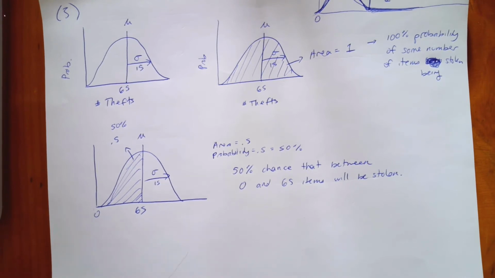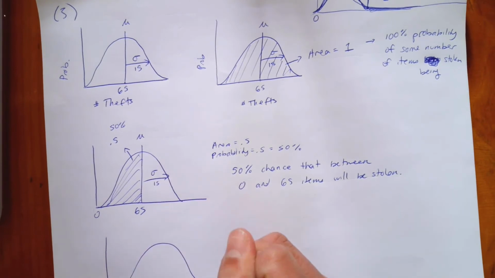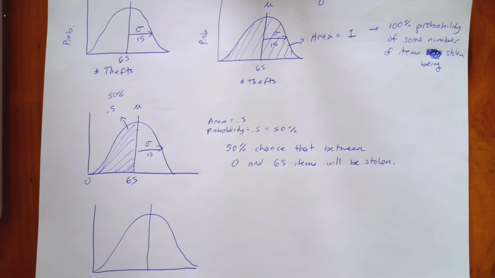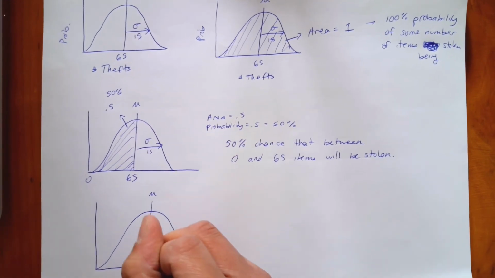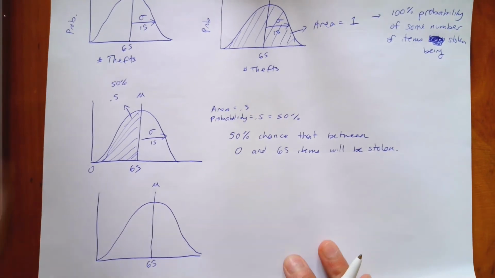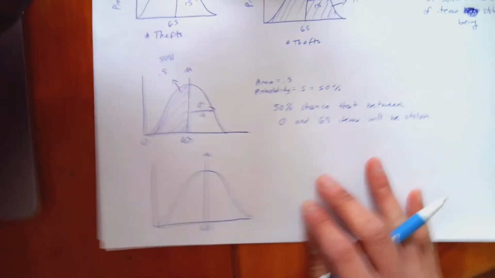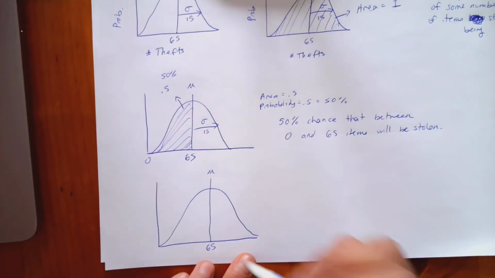Now, you'll remember on the slide I also talked about something called the empirical rule. And what the empirical rule does is tell you the probabilities that you're going to get outcomes between 1, 2, and 3 standard deviations from the mean. So I'm going to draw out what that looks like here. We have our normal distribution with a mean of 65 and a standard deviation of 15.